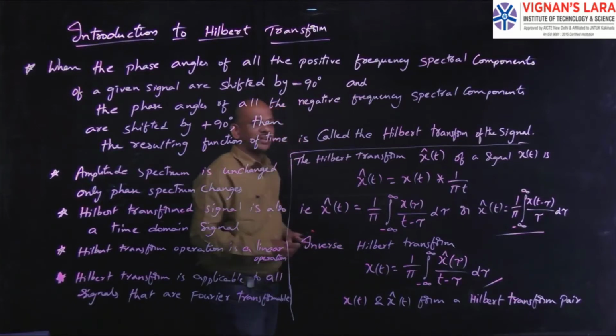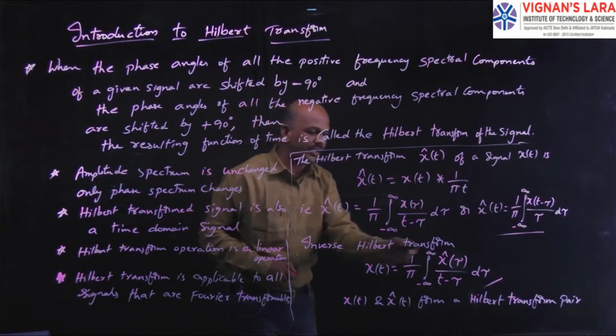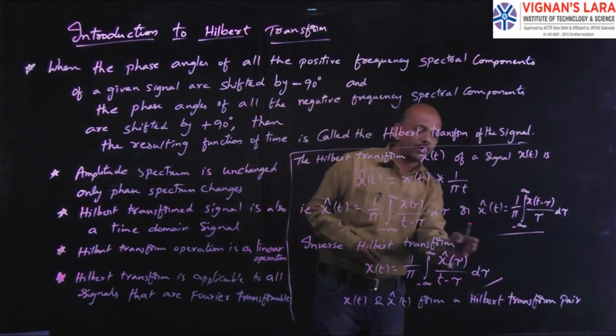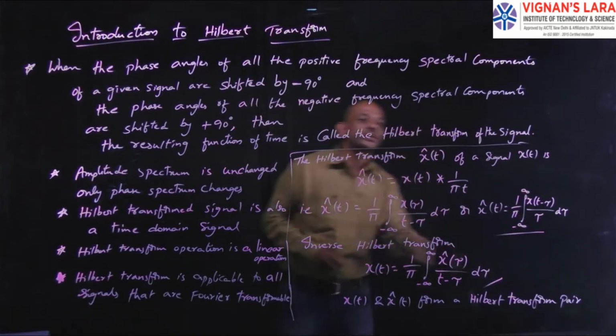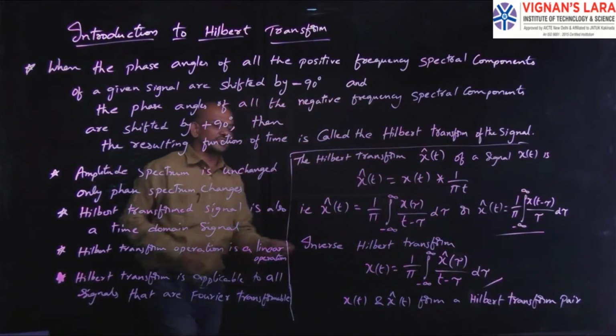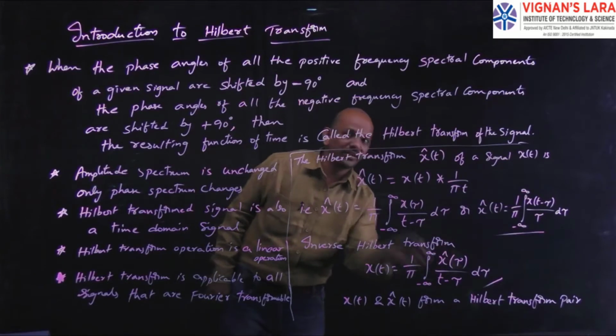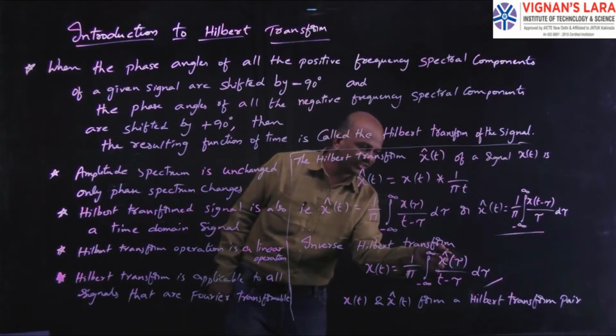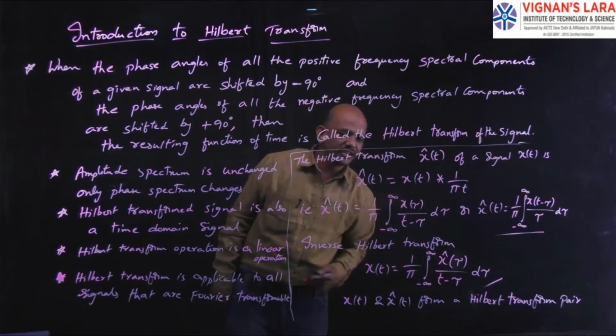The inverse Hilbert transform of x(t) will be equal to 1 by pi times the integral from minus infinity to infinity of x cap of tau by t minus tau d tau. Here x cap of tau is a representation of the Hilbert transform. They had given this one. From this you are finding the original signal x of t.